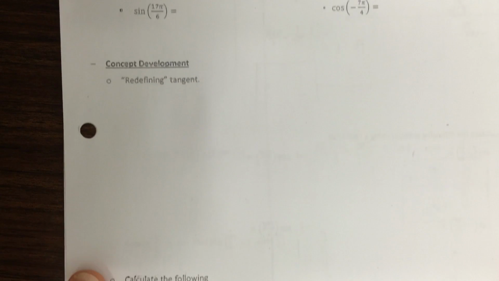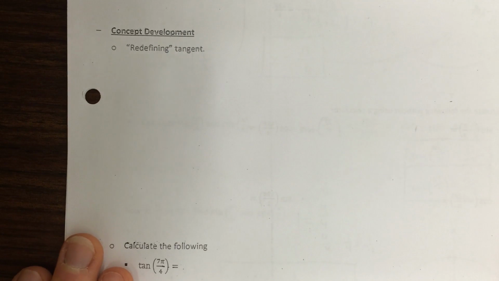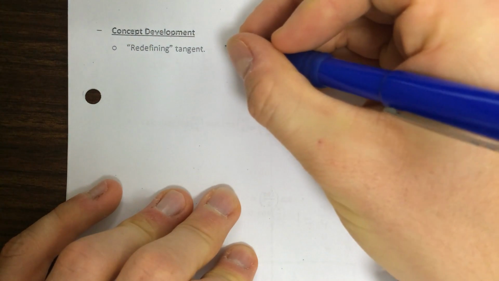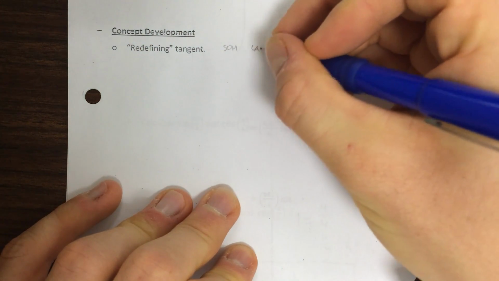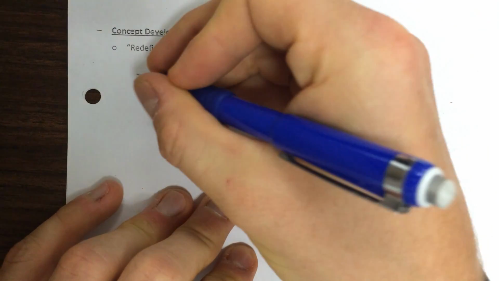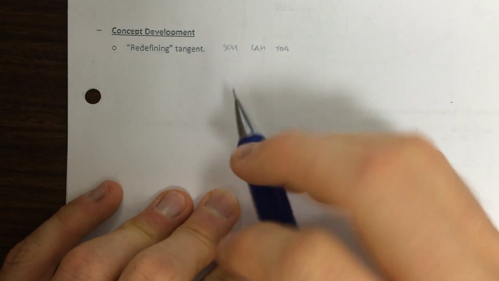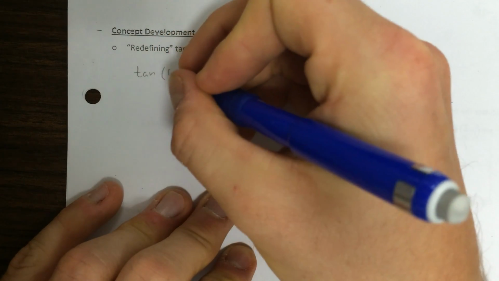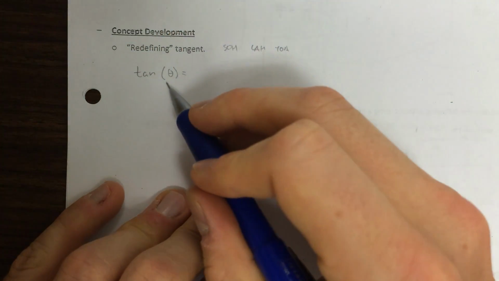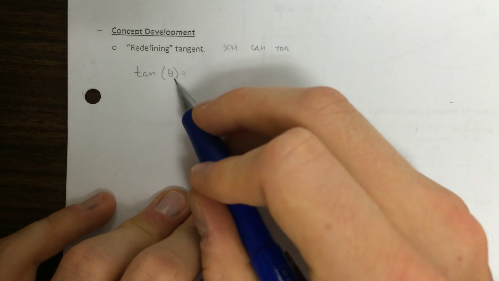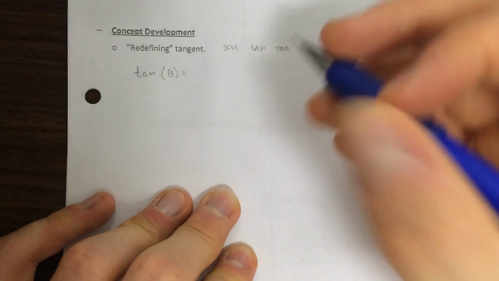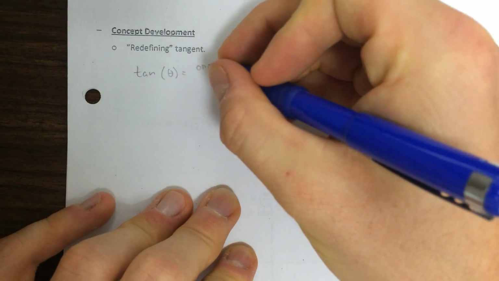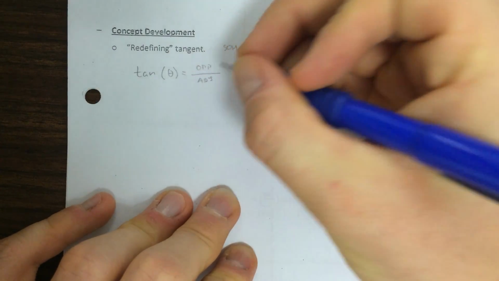Now I'm going to move on to redefining tangent. I'm going to kind of do this quickly. If you need to pause and rewind, that's fine. But we talked about SOHCAHTOA in class. And so this means that tangent of an angle theta, this symbol that looks like a 0 with a line through, we call that theta. We just use that as a variable for angles. This is going to be opposite over adjacent.